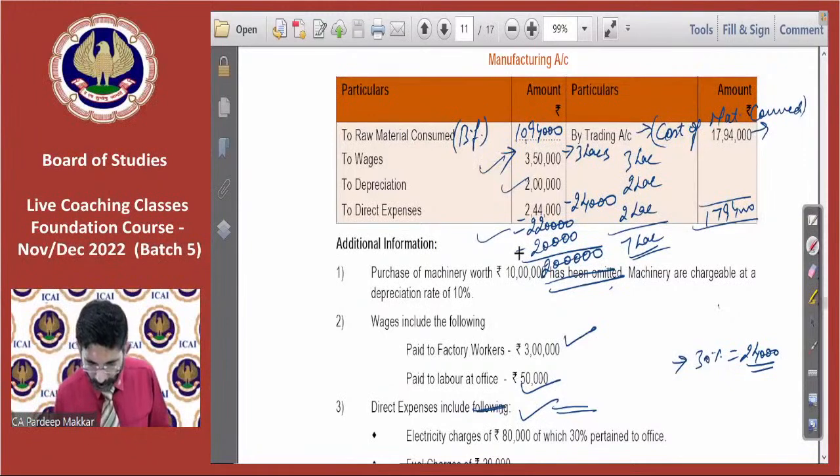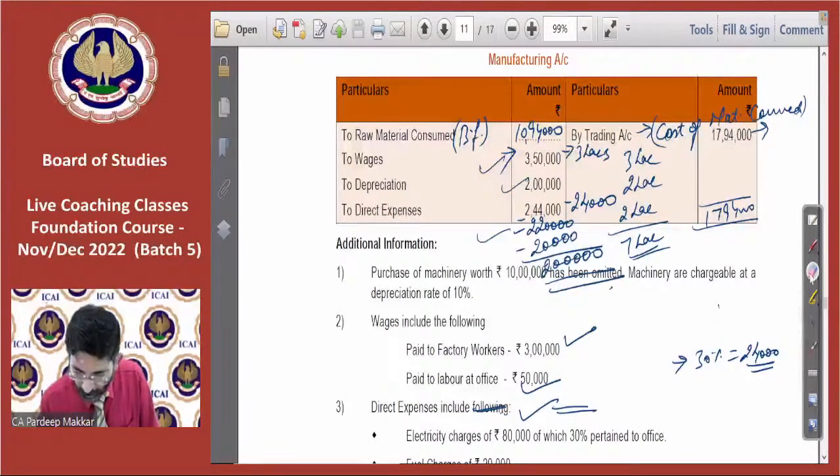So I think this is clear to everyone. Now, what you have to do is, this raw material consumed will be entered in your material account, so that we can calculate the purchases. We can calculate the closing stock, because that is not given to you.